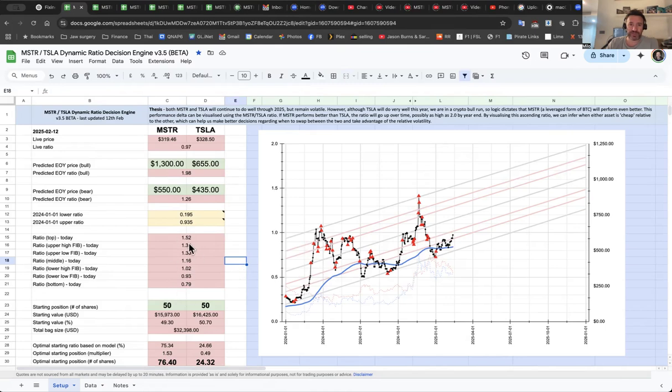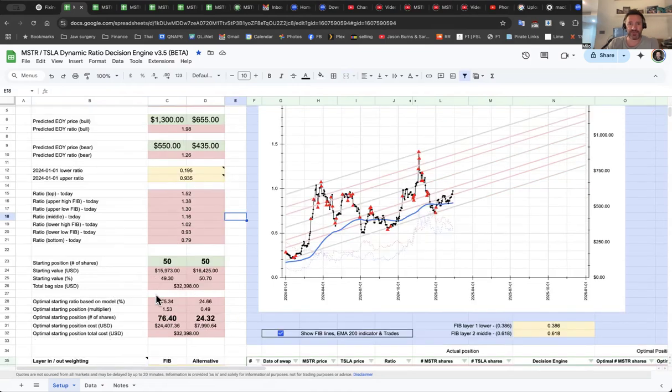I won't go through these numbers here. I can do a different video on this if it's interesting. It's not particularly useful. It was more for me to troubleshoot this model. This section here is the calculator.